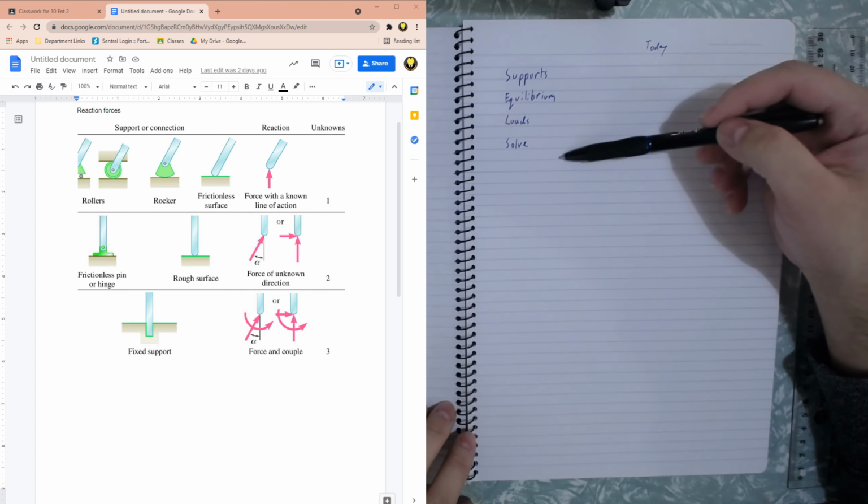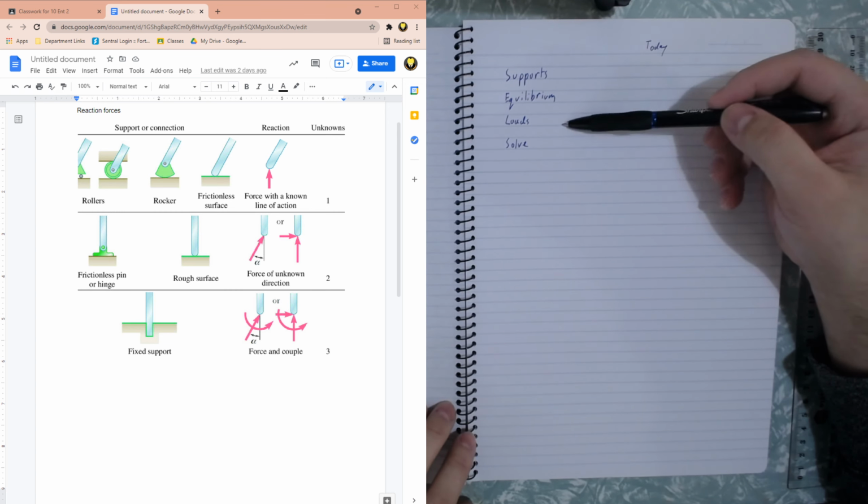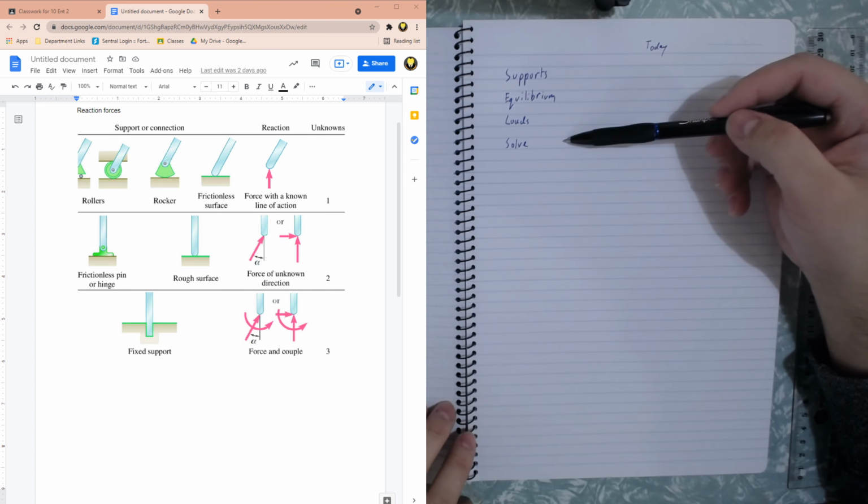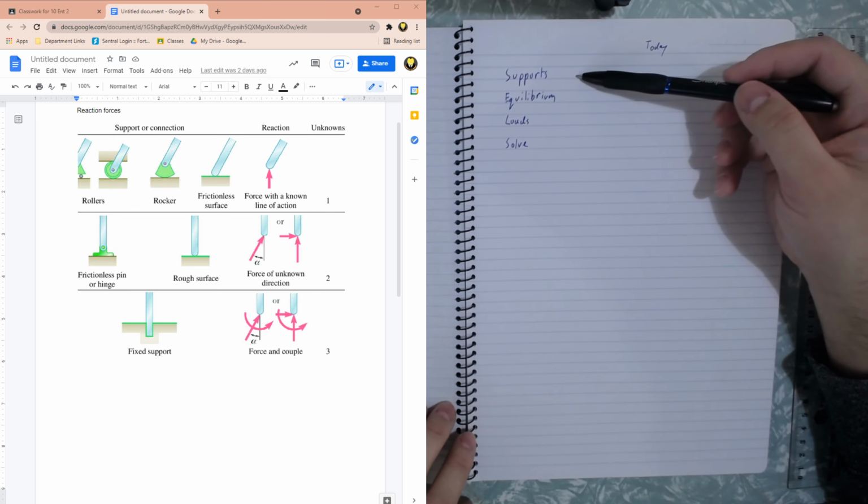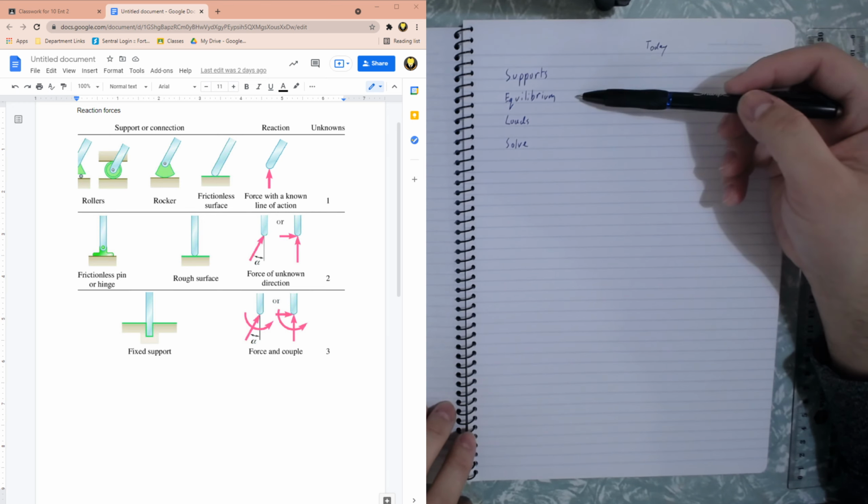To solve these questions, we have to start by reviewing these four main areas. Firstly, we have to identify what supports are in the system, because different supports will handle forces in different ways. We then have to define what equilibrium is, which will describe the state of our system.